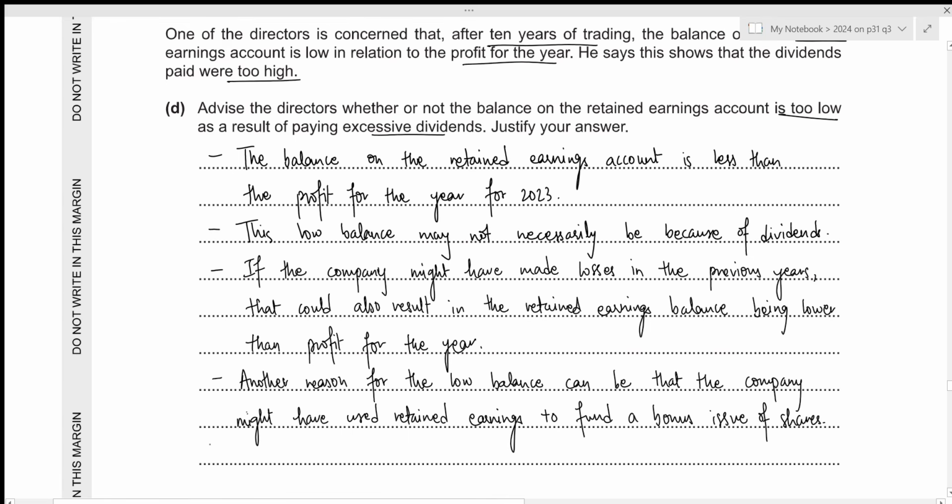Now based on these factors, we need to make a final decision. So I would say that the balance on the retained earnings account is too low, not as a result of paying excessive dividends, because whatever accumulated profit we had over the years might have been plowed back into the business in order to fund the expansions. So we cannot say that the sole reason for the balance being low is due to excessive dividends.